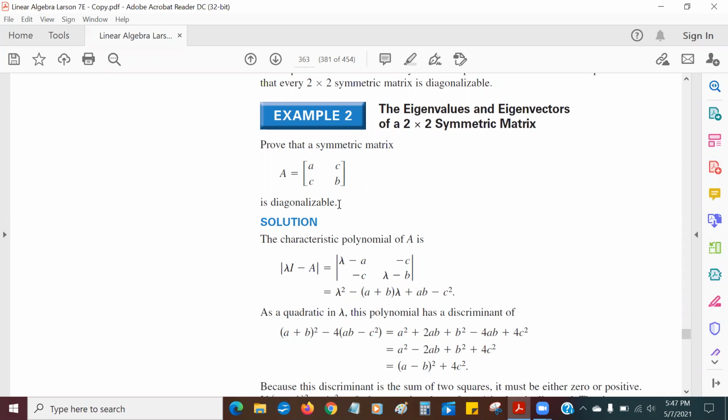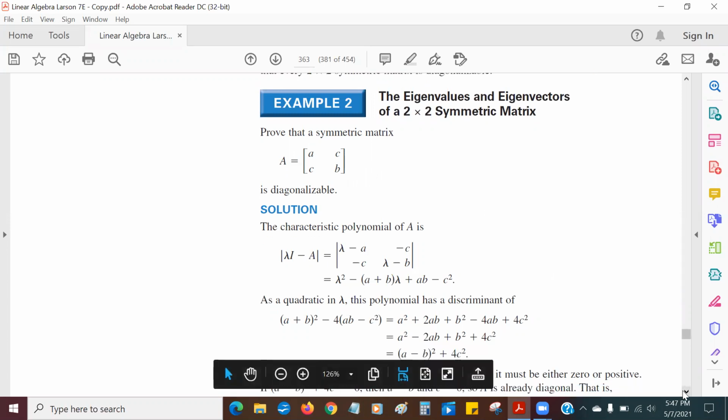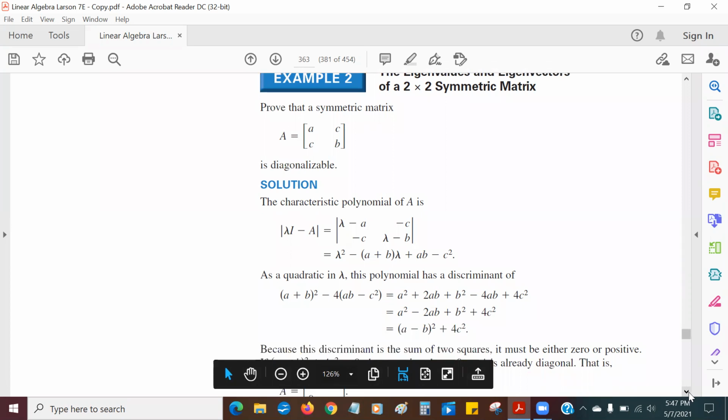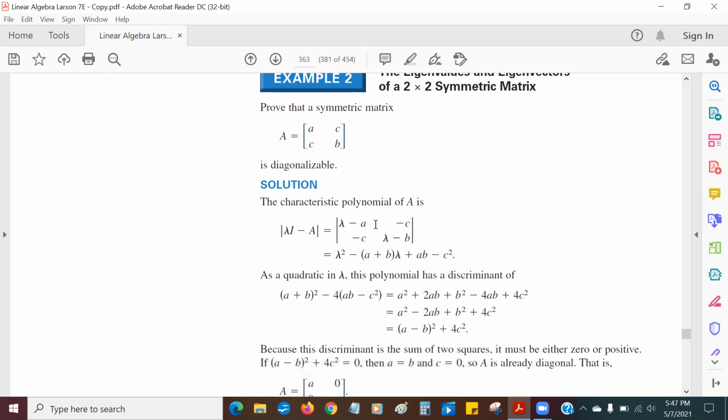We're going to start with the characteristic polynomial. Remember, that's eigenvalues, eigenvectors, all that stuff. So we look at the determinant of lambda I minus A, which is going to wind up being lambda minus A, negative C, negative C, and lambda minus B. If you crunch it all out, you get lambda squared minus (A plus B) lambda plus AB minus C squared.